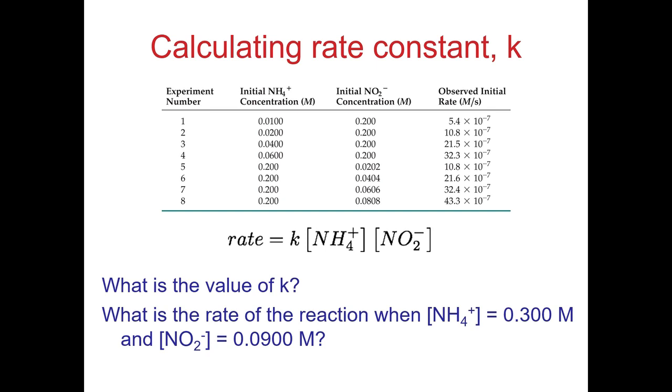So now that we know that the K value is 0.00027, we can multiply by 0.3 to the first power times 0.09 to the first power, and we find that our rate is 7.3 times 10 to the minus 6 molarity per second.